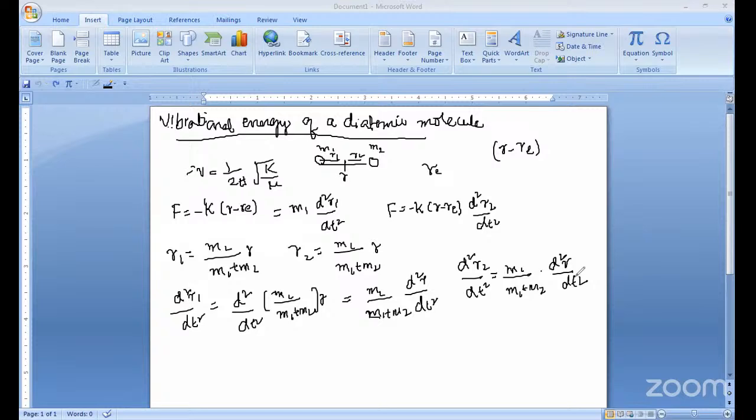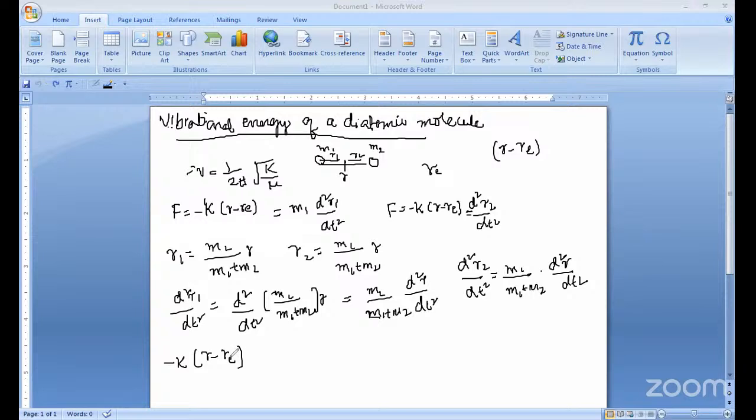Therefore, in the equations we wrote previously, the force for the first atom was M1 into d²R1/dt², and similarly for the second atom, F is equal to minus K into (R minus Re), which equals M2 d²R2/dt². These two equations together say that in both cases the force is given by minus K into (R minus Re).